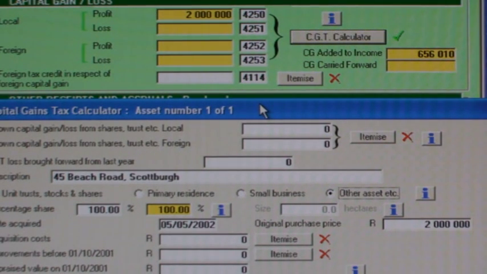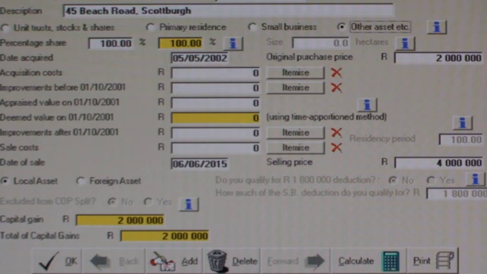Sliding our calculator screen over again, we can see that the property was bought after capital gains tax came along in 2001. So working out what SARS calls the base cost and the profit is very simple. The base cost is the purchase price and the proceeds are the sale price. The proceeds less the base cost is the profit or gain.